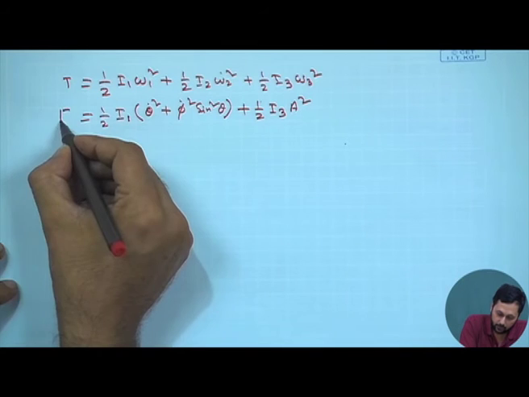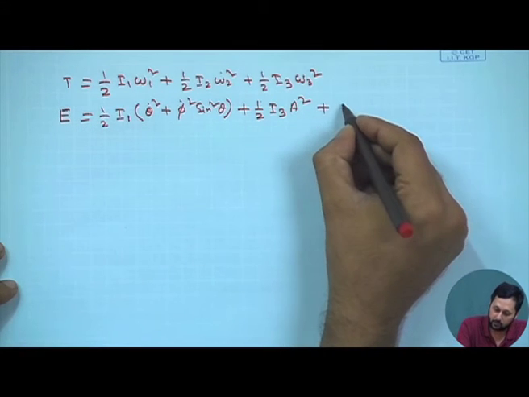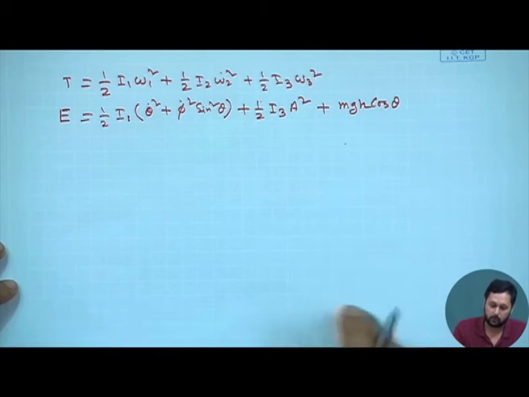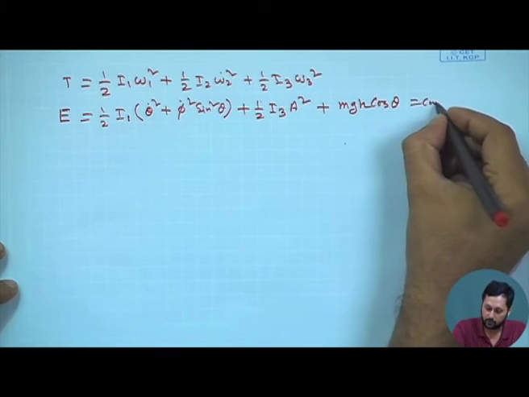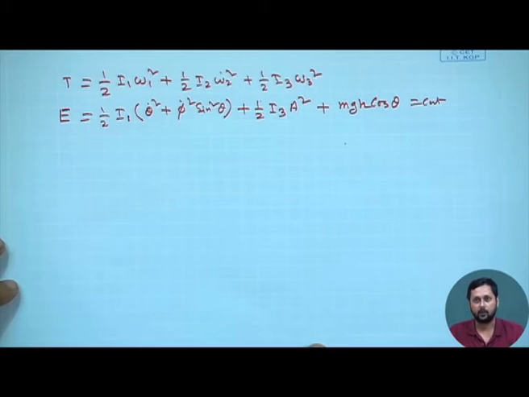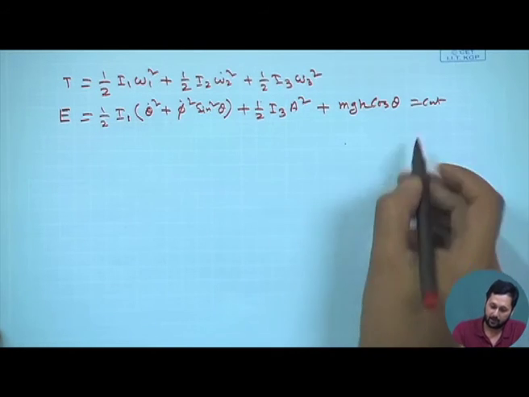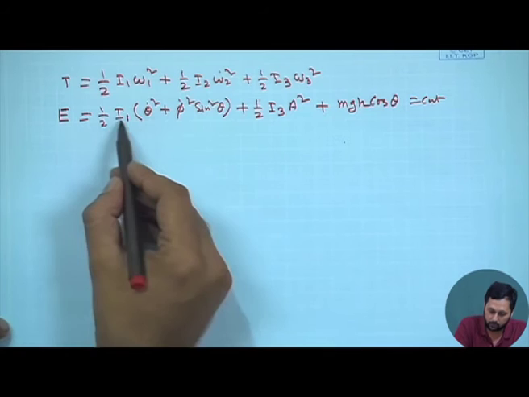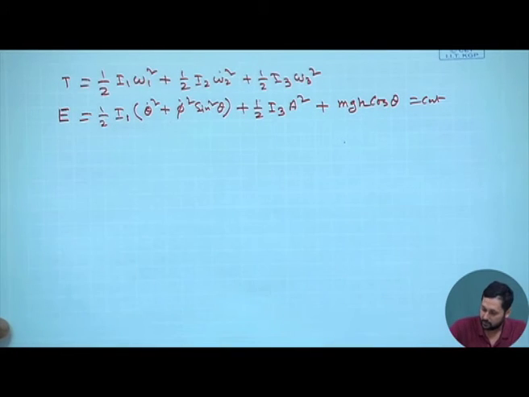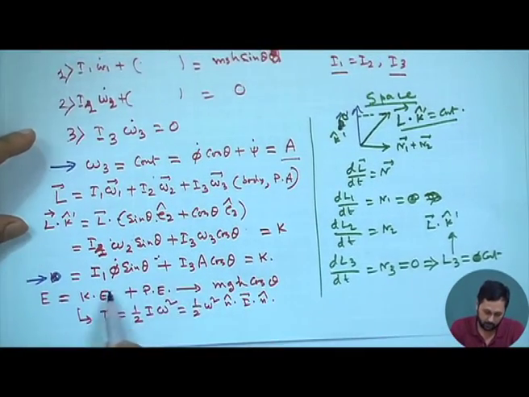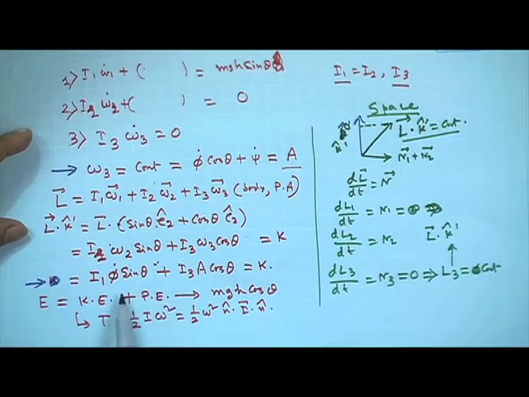If we write it for total energy E, we just have to add mgh cos theta to it, and this term is also a constant, okay, that we all know. And for total energy, we have three conserved quantities, one is this A, one is K, and one is E. Now, it turns out that we can also write this part in terms of K. Please recall that K is given by this particular expression, okay.